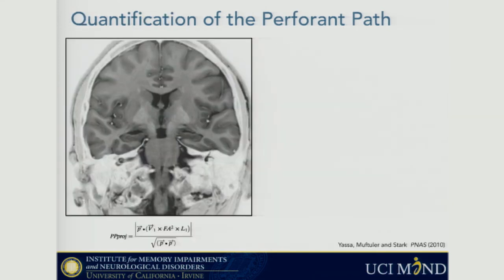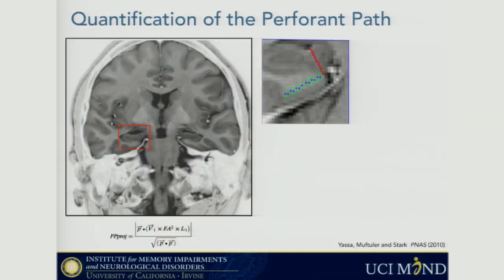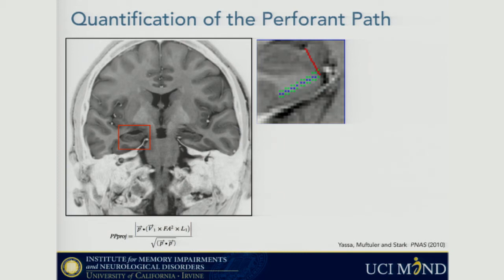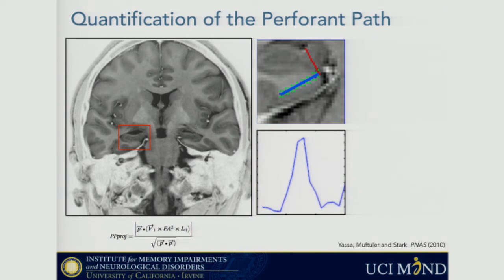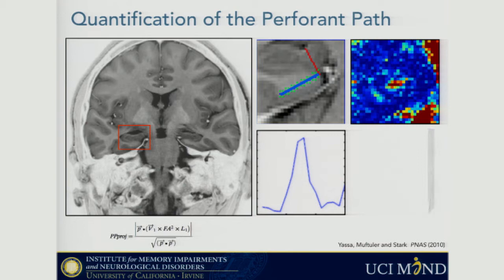So we can do tractography with it. We can also quantify its integrity, and we came up with a method to do that. We basically just draw a line across the back of the entorhinal cortex, and we ask how much of the diffusion signal is going directly perpendicular to it, which is the directionality of the perforant path. We can quantify this across different voxels.